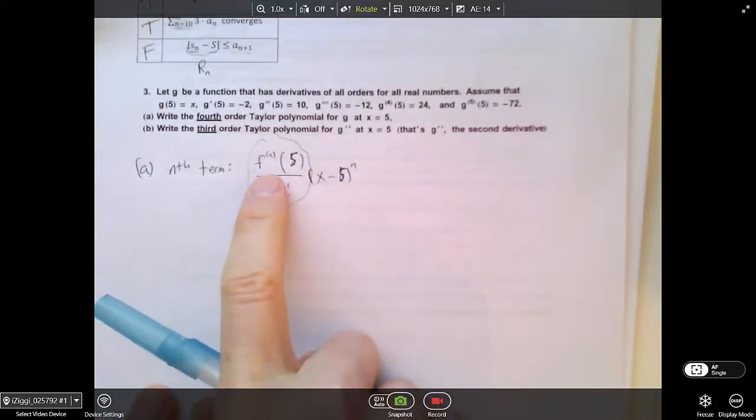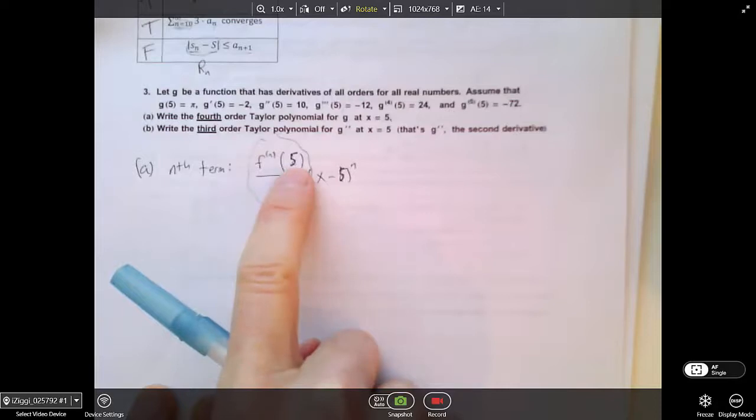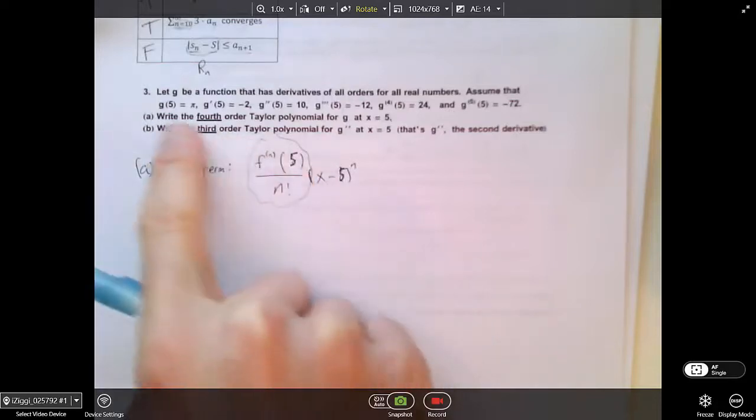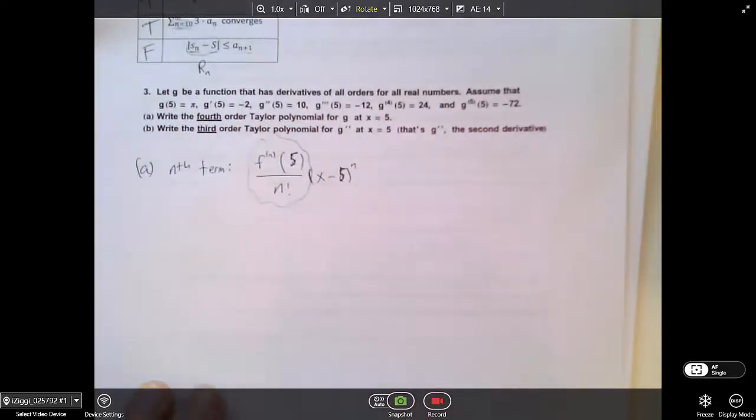And then we just need to know what are these function derivatives evaluated at 5. But those are all given to us here. So if I'm going to write out the first, how many? The fourth order Taylor polynomial. So if I'm going to write out a fourth degree Taylor polynomial, here's what it looks like.